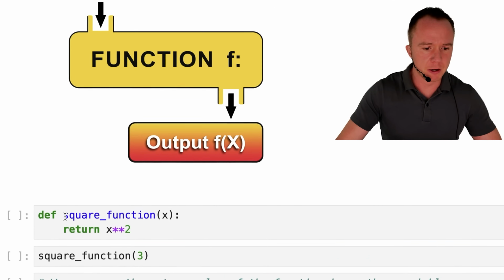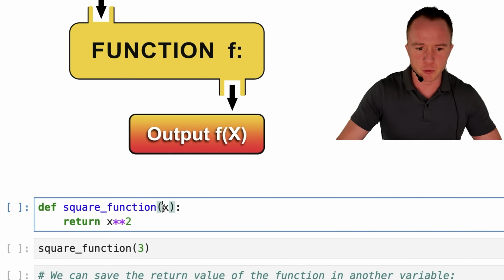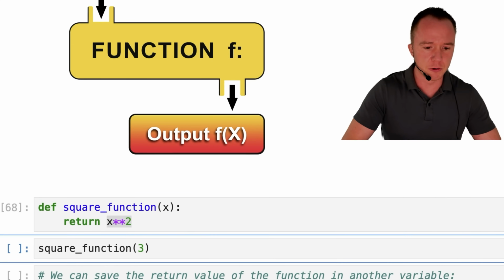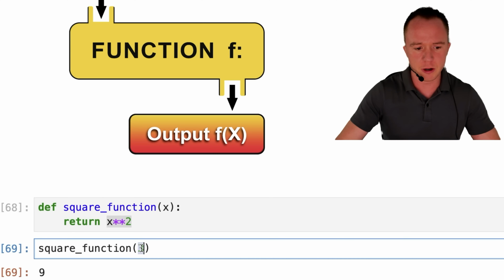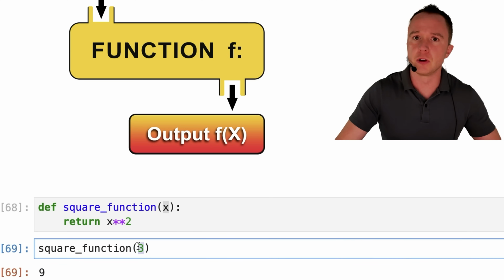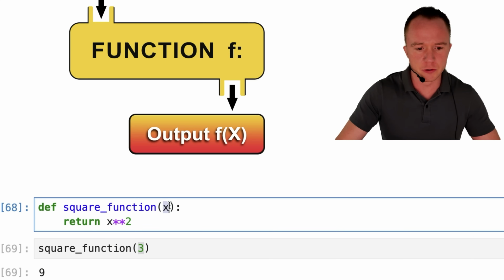A simple example of that is our square function here. This time we do have an input argument, x, and we return x squared. If we then call the square function with the argument 3, we get 9 as a return value. The value 3 is given as an input argument to our square function. It's being squared and returned.